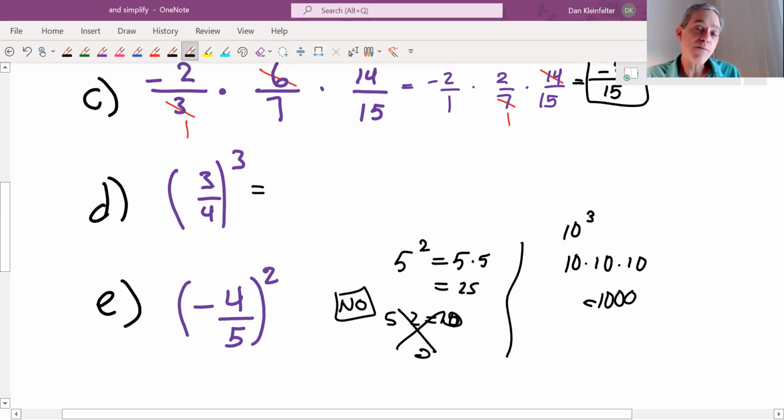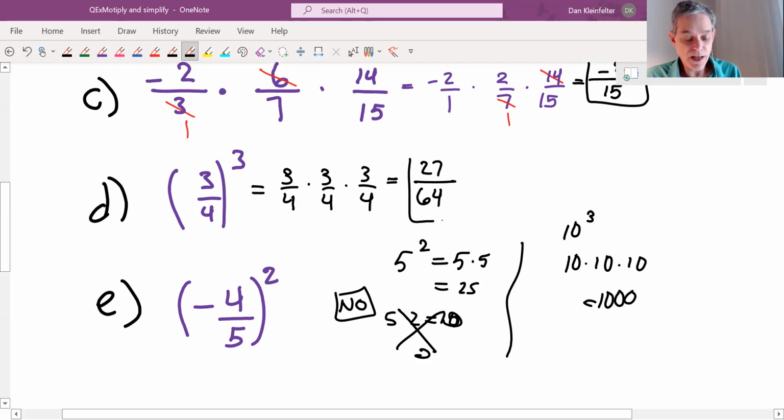So if we want to take 3/4 and cube it, so 3/4 cubed is 3/4 times 3/4 times 3/4. And for this, there's no simplification. So luckily, we don't have to worry about any of that. We'll just multiply across. 3 times 3 times 3 is 27. And down below, 4 times 4 times 4 is 64. Okay, so we get 27/64.